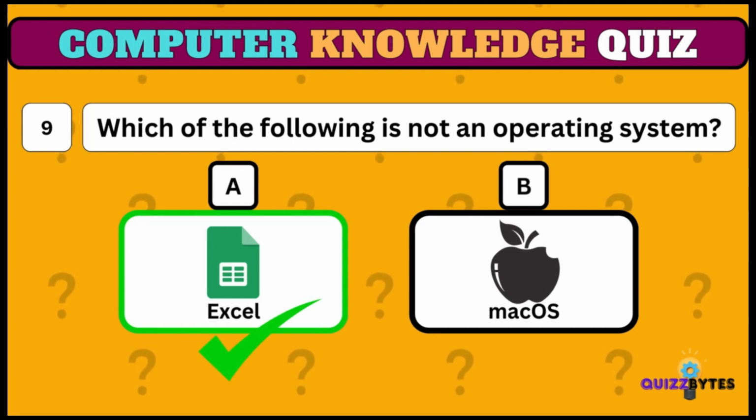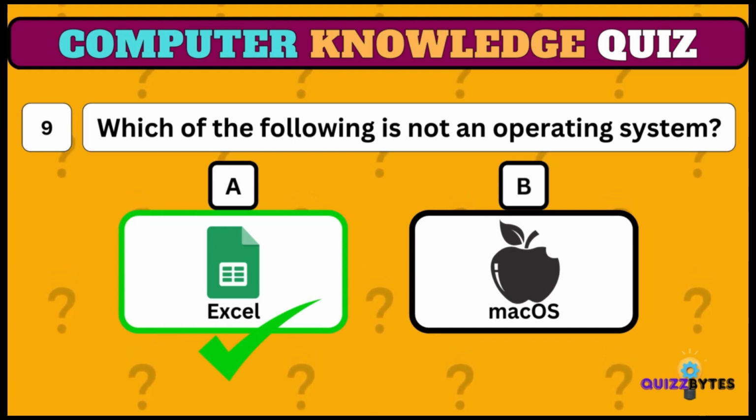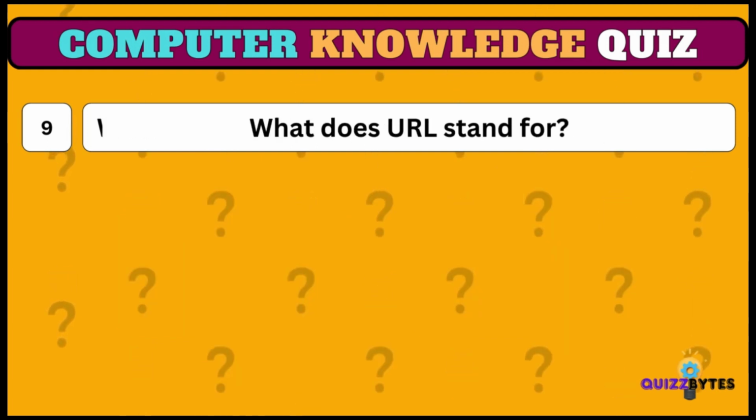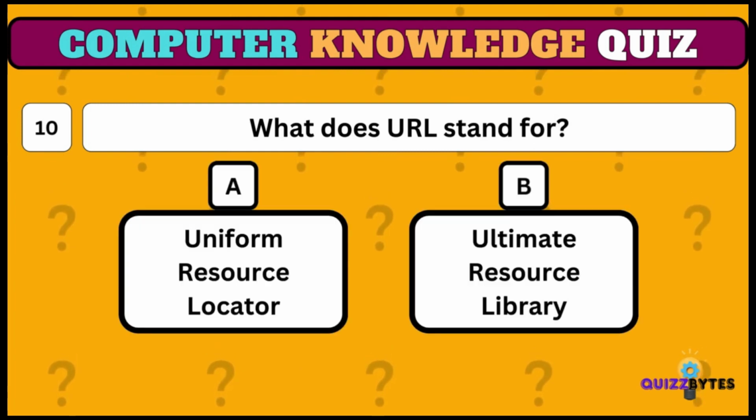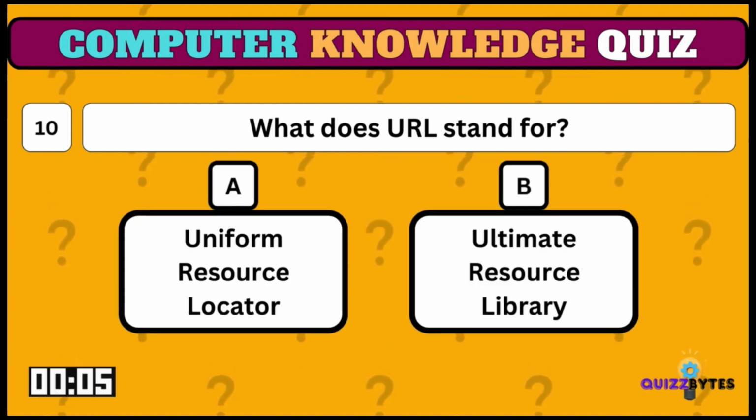Correct. Excel is a spreadsheet software, not an operating system. Proceeding to question number 10. What does URL stand for? A. Uniform Resource Locator, or B. Ultimate Resource Library?